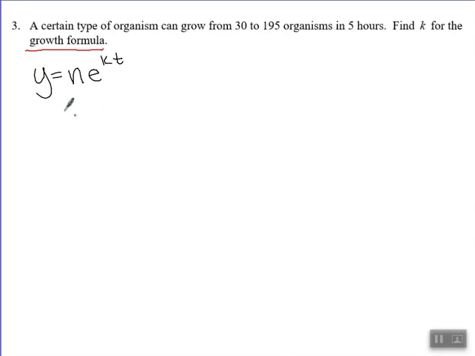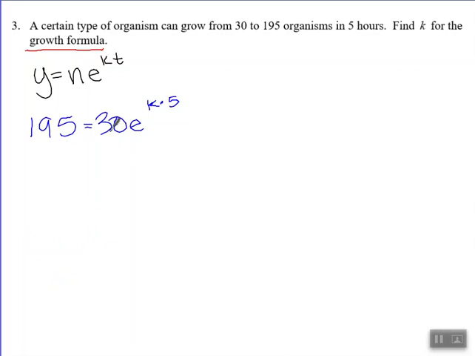Now, y is the final amount, or the final number of organisms, which is 195. N is the initial amount, or how many we start with. We're trying to solve for k. And it tells us that we are looking at a period of 5 hours. The way we solve this is going to be pretty much identical to the way we solved the last problem.